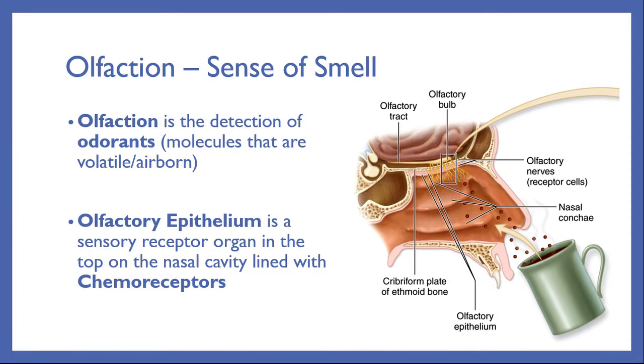You've already learned about the olfactory nerve. That's the nerve that goes to your nasal cavity and allows you to bring in these scents and smells. So olfaction is the detection of odorants, that is, molecules that are volatile or airborne. Now these molecules, they're chemicals. They have their own unique combinations, and those create all the different smells that we have.